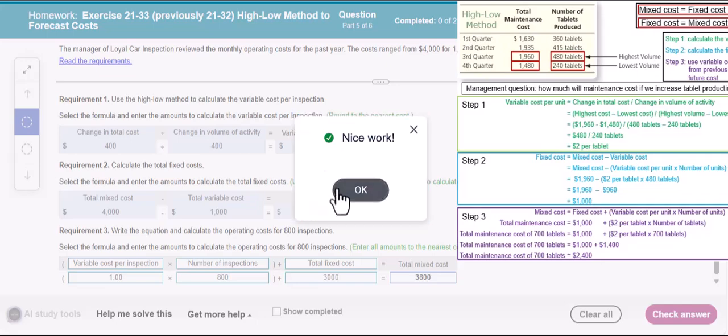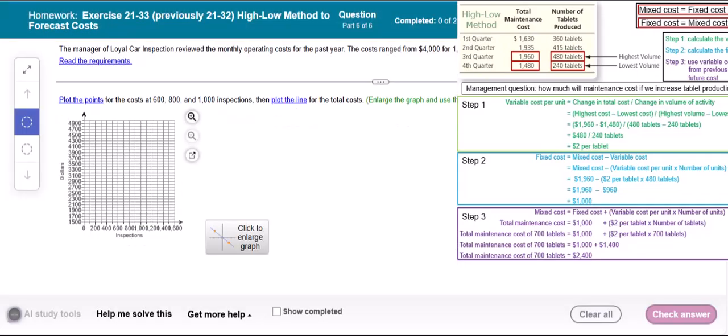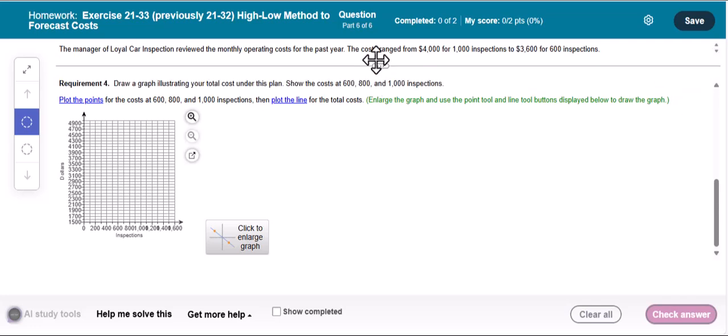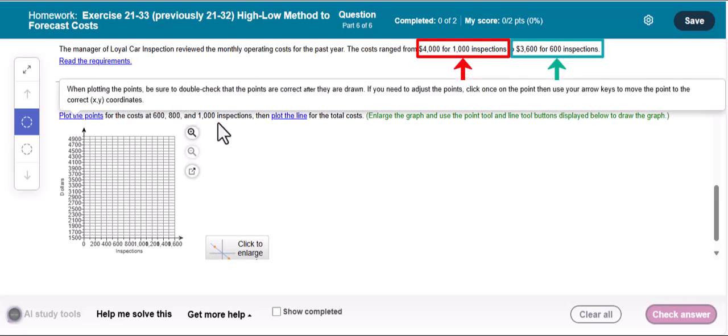So let's go ahead and do our answer. Nice work. Okay. So now for requirement 4. Draw a graph illustrating your total costs under this plan. Show the cost of 600, 800, and 1,000 inspections. Plot the points cost of 600, 800, and 1,000 inspections. Plot the line for total costs. Enlarge the graph and use the point tool and line tool buttons displayed below to draw the graph.